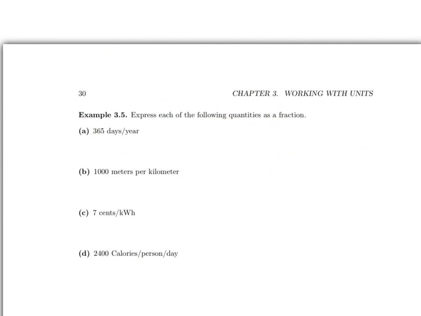Let's go ahead and look at part A. 365 days in a year. That's how we could say this. We could also say 365 days per year. So if we want to express this quantity in fractional form, we would say 365 days divided by 1 year.